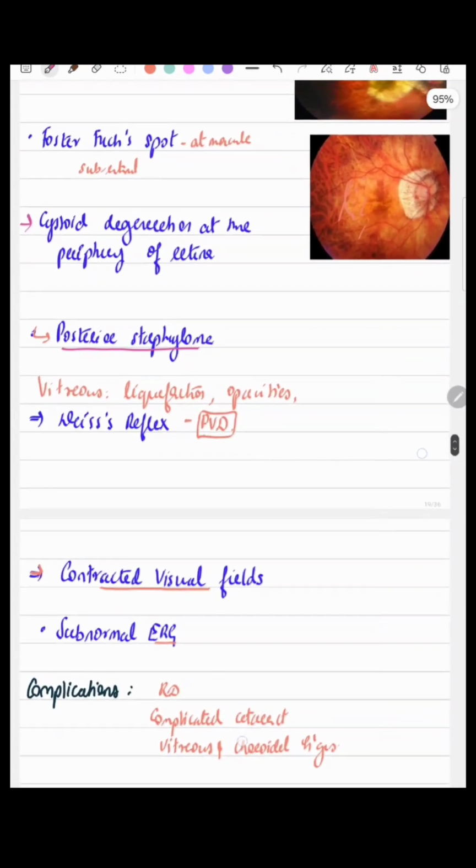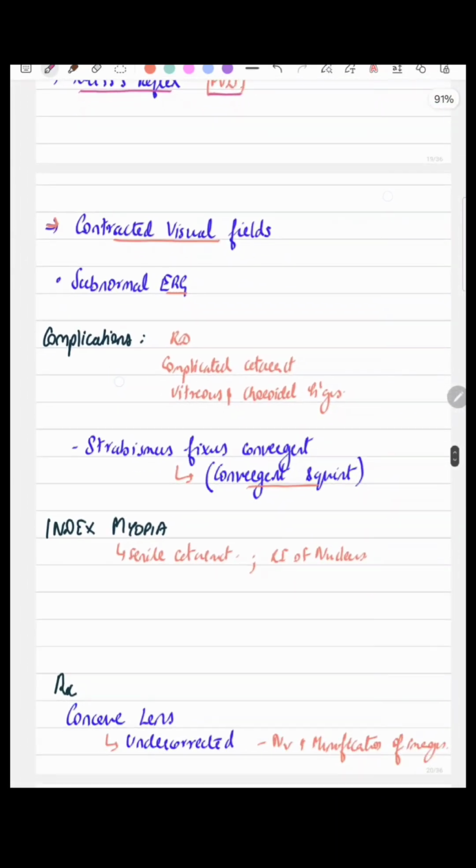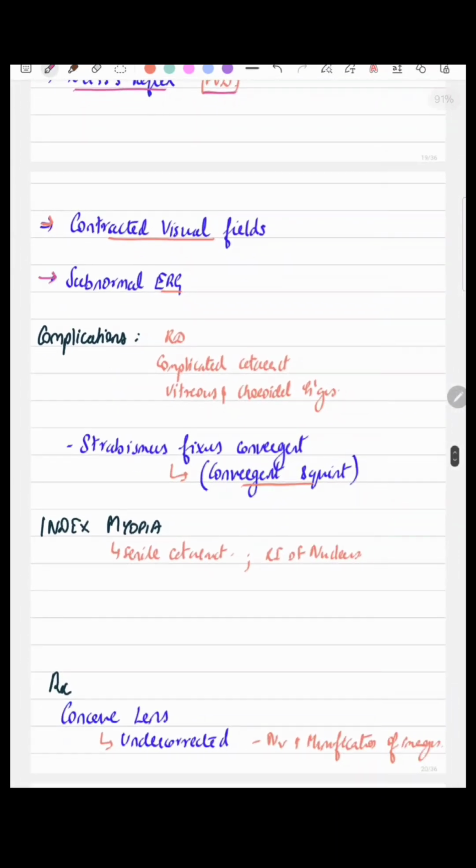In the vitreous, there is vitreous liquefaction and opacities, and posterior vitreous detachment, where we can see the Weiss reflex, which has been discussed in retinal literature. Contracted visual fields can be seen, and subnormal ERG is also seen. In severe cases of pathological myopia, there will be contracted visual field and ERG will be subnormal.